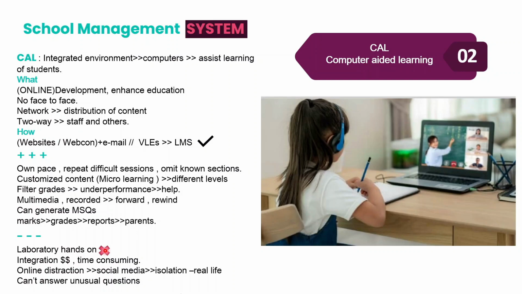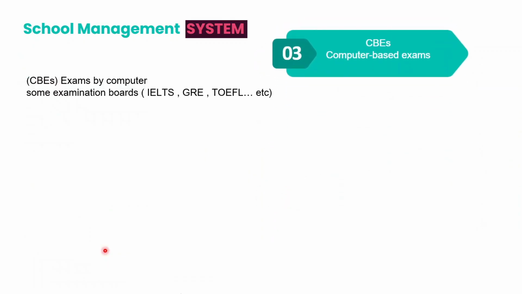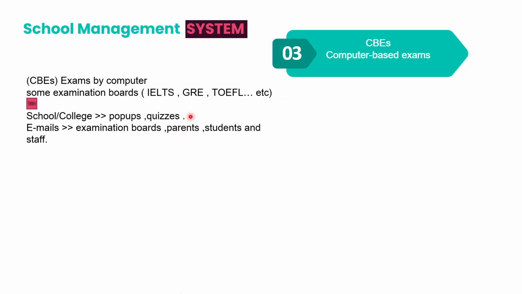The third one is the computer-based exams. These are exams made by computers, and this is used by some examination boards like the IELTS, the GRE, the TOEFL, etc. We have three different types: a paper-based exam, a computer-based exam, and an online or internet-based exam. So for the computer-based exam, schools and colleges can enter students when they are ready at a certain time, or this could be in pop-ups or quizzes.